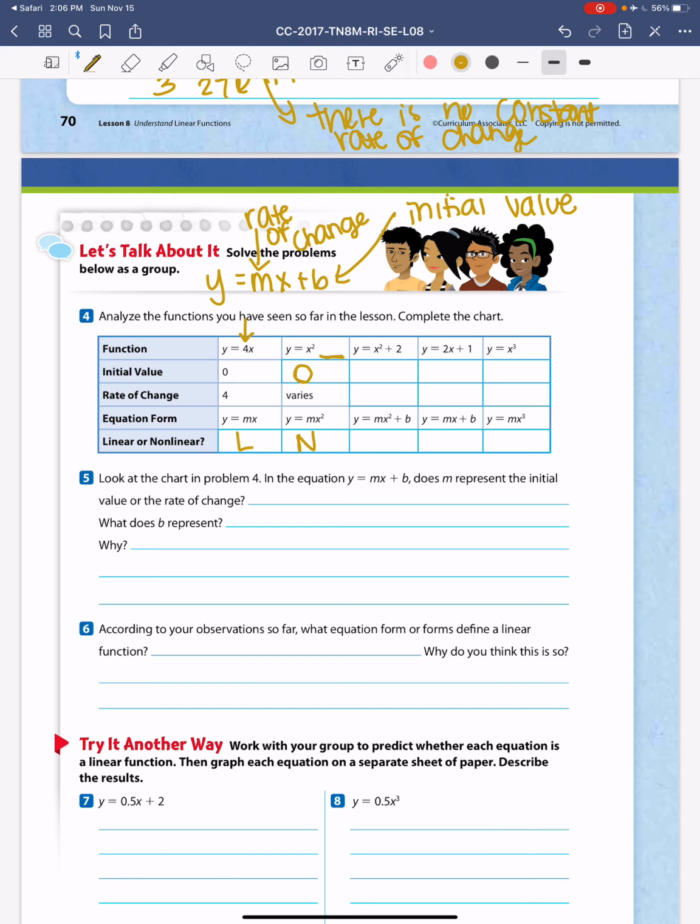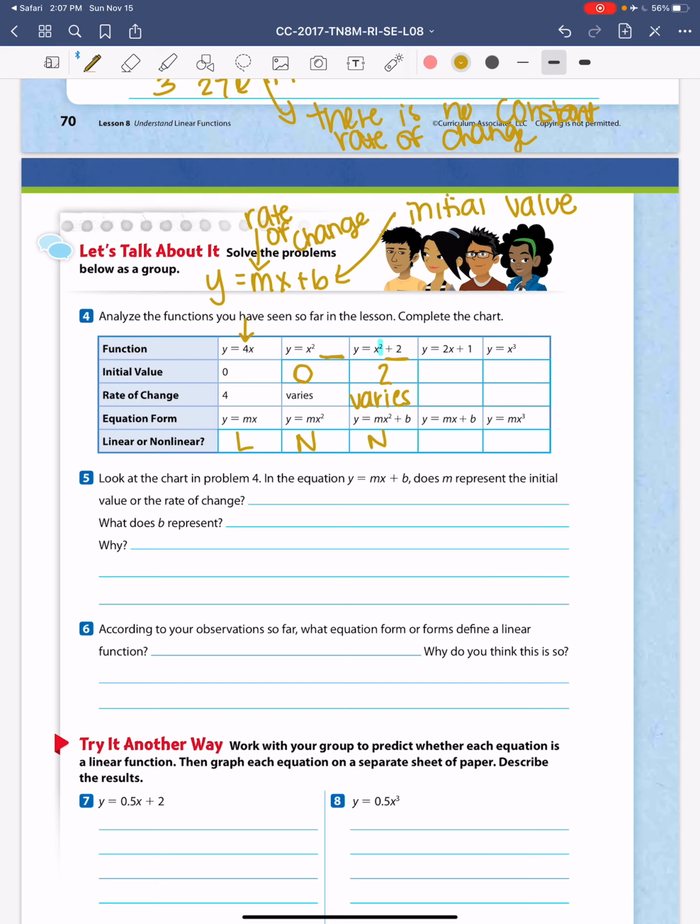All right, then our next one is y equals x squared plus 2. So we have an initial value of 2. And of course, our rate of change is going to vary because we have x raised to the power of 2. Our equation form is going to be y equals mx squared plus b, and of course that is non-linear.